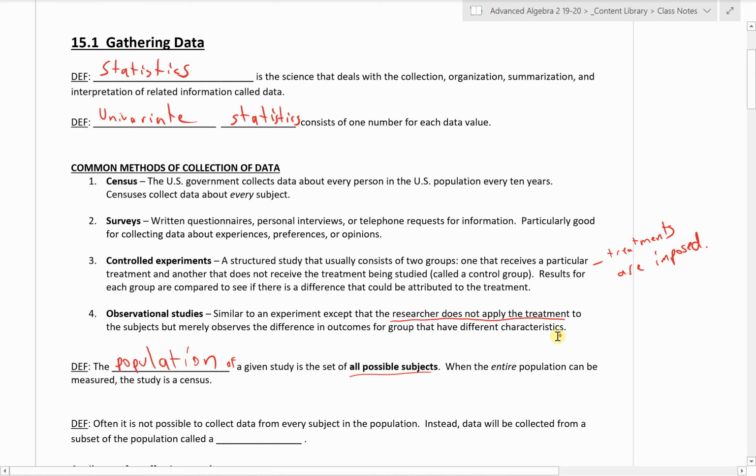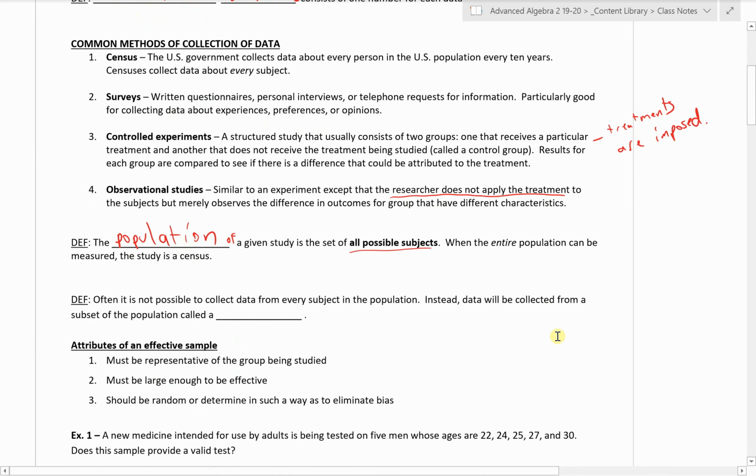In a lot of cases, it's super difficult to contact or get data from every subject in the population. Once your subject gets more than a few dozen or a few hundred people, it becomes really difficult to collect the data. So instead, data will often be collected from a subset of this population, which is called a sample. Right? So the key thing to understand is the population is the entire group of subjects that you have interest in. And a sample is some subset of it.